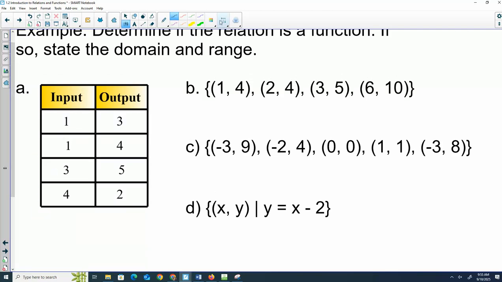So is this first one a function? If it's a function, each input can only give you one output. What happens if I put in 1? Sometimes I get out 3, sometimes I get out 4. The x repeated, so that is not a function.